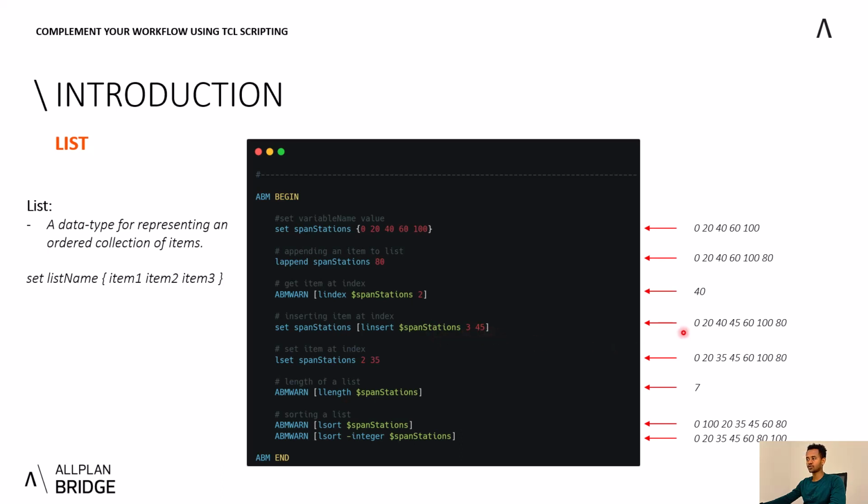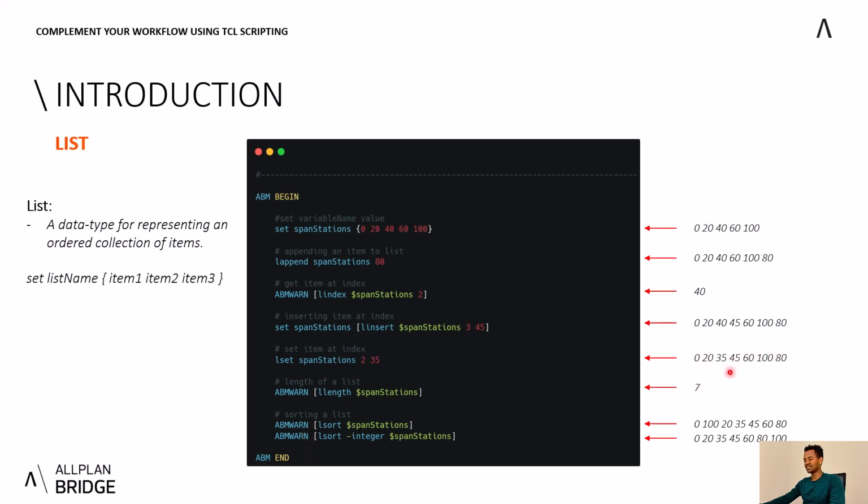You can of course also change values, from 40, for example, here to 35 at the given index, 0, 1, 2, second index. So we say, okay, lset span stations, second index, the value. So basically you can also manipulate it like that. We could also get the length of a list by saying llength, the variable name, and we can have the length. Basically we have 7. So 1, 2, 3, 4, 5, 6, 7. We have 7.